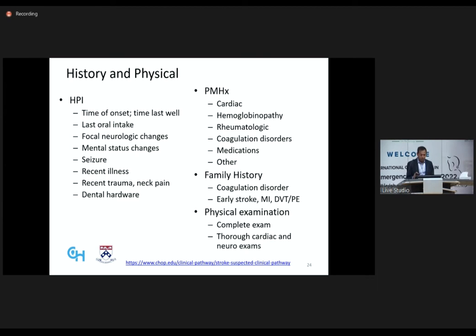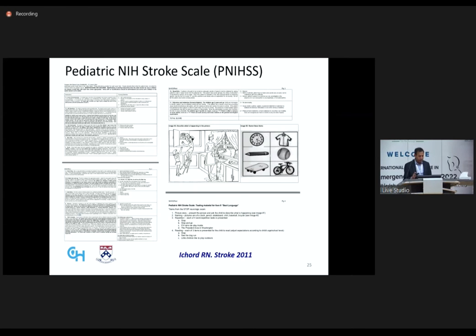So this is the history and physical. You want a detailed history with review of systems and past medical history to find out if there could be any underlying disorders. There is a pediatric NIH stroke scale that has been developed, but it's not been very well studied by other investigators yet. So we're not going to go into detail.